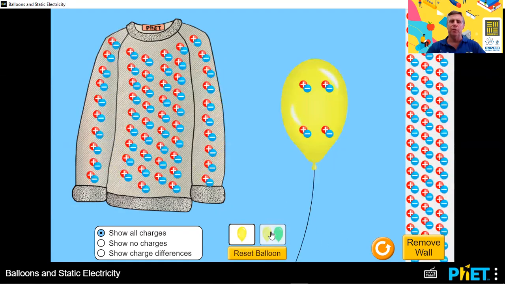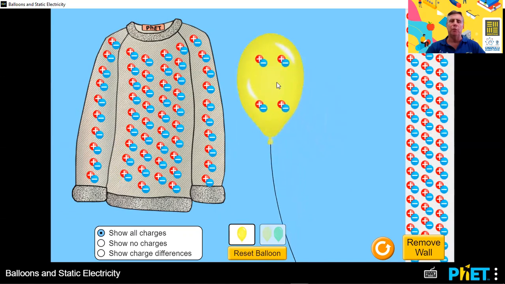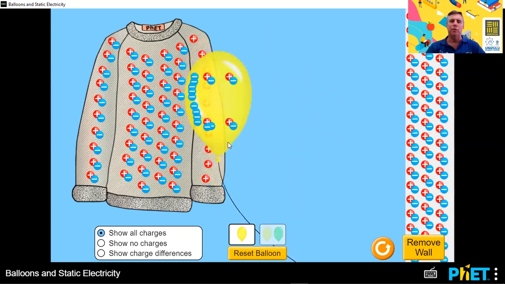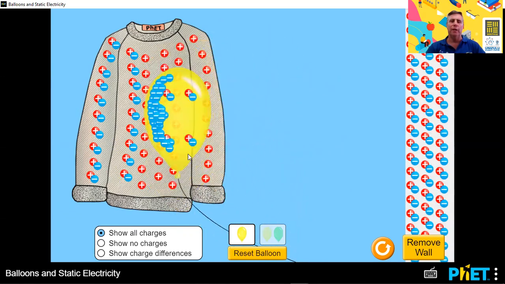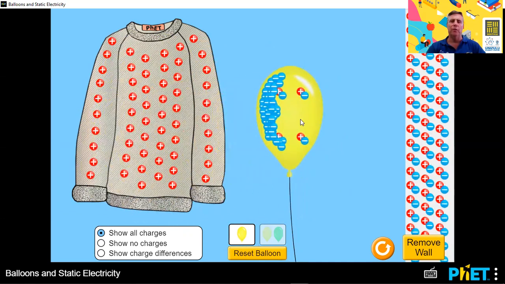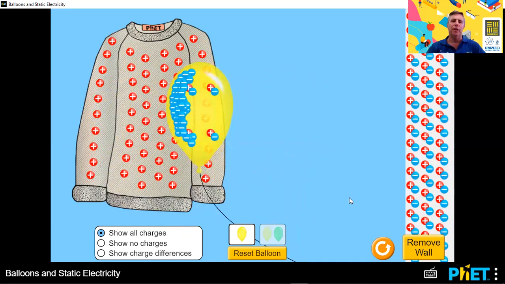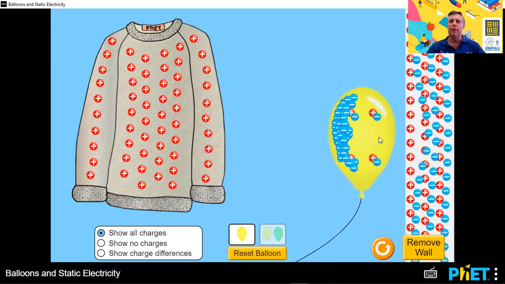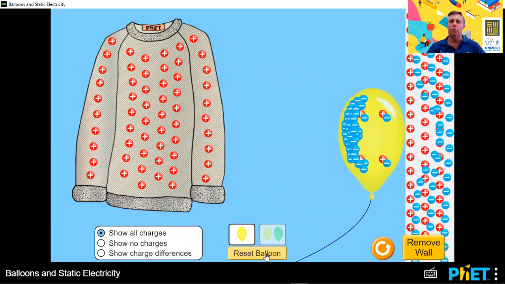Let's start again so we can see what happens. Everything is balanced with equal numbers of positive and negative charges, but as we rub the balloon on the jersey, you can see the negative charges, the electrons, are transferred from the jersey to the balloon. The balloon acquires a net negative charge, and it's attracted to the jersey, and it's attracted to the wall.